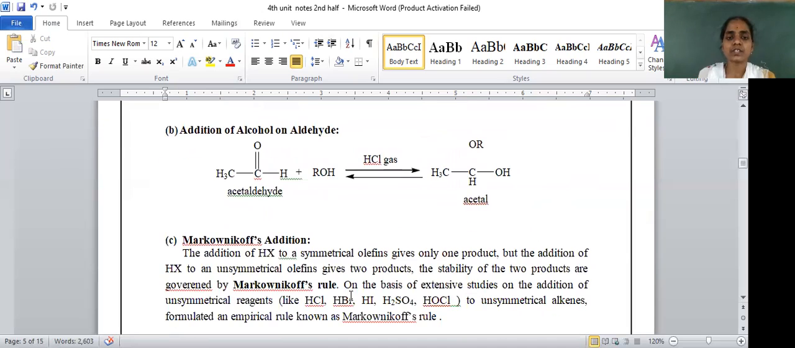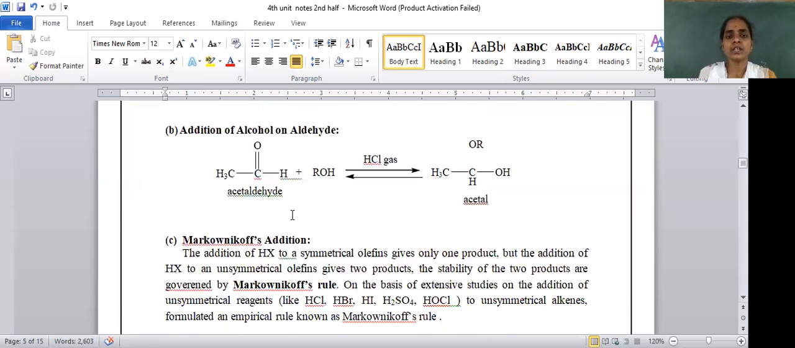And the next is the addition of alcohol to an aldehyde. So simple addition of alcohol, ROH, where R is substituted with methyl or ethyl. When it is added to acetaldehyde, it forms an acetal. The acetal formation is a reversible reaction. Even the acetal is converted, in the presence of hydrogen chloride gas, back into acetaldehyde.